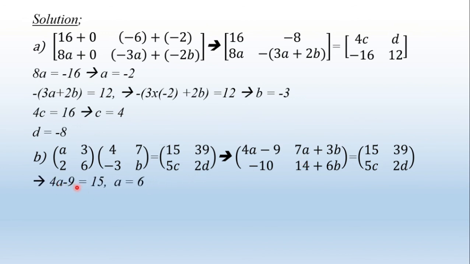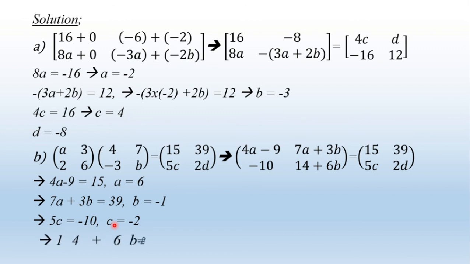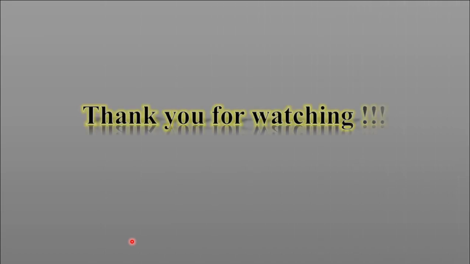So 4a minus 9 is equal to 15, which implies that a is equal to 6. 7a plus 3b is equal to 39, which implies that b is equal to minus 1. 5c is equal to minus 10, which implies that c is equal to minus 2. And finally 14 plus 6b is equal to 2d, which implies that d is equal to 4. It comes out like this.